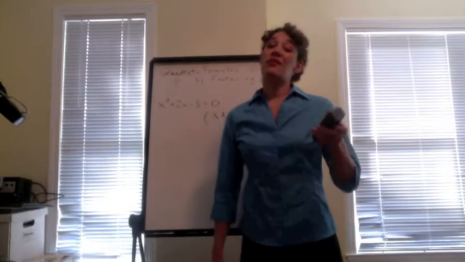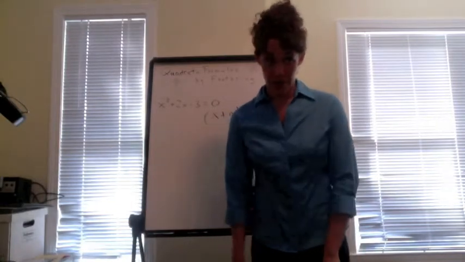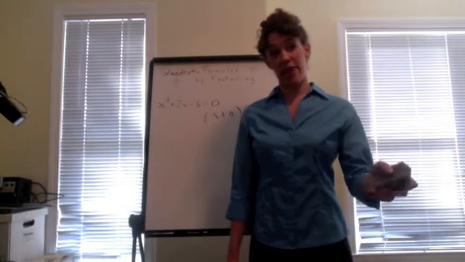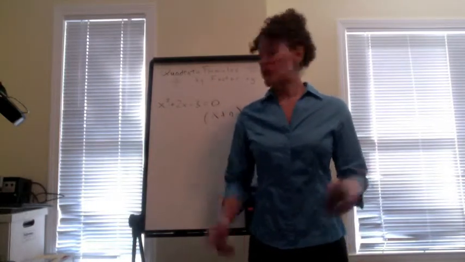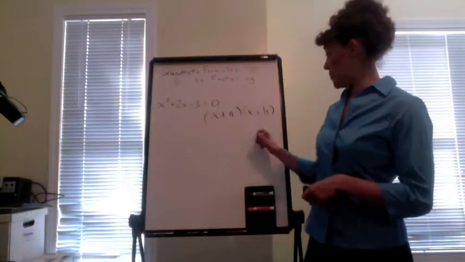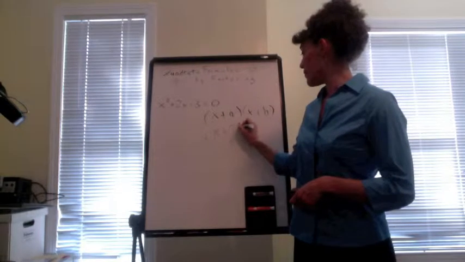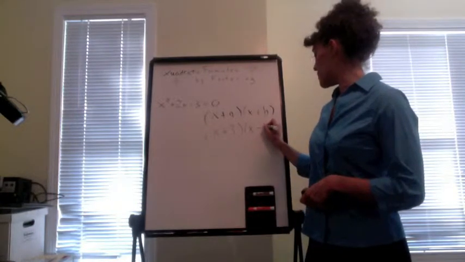Wait a minute. What happens if I don't guess those answers like Sophia just did? Well, that's when you'd use the quadratic formula. But since this is a different case, we're going to do it by factoring. So we're going to take those two numbers and fill them in for a and b. So we'll have x plus 3 and x minus 1.